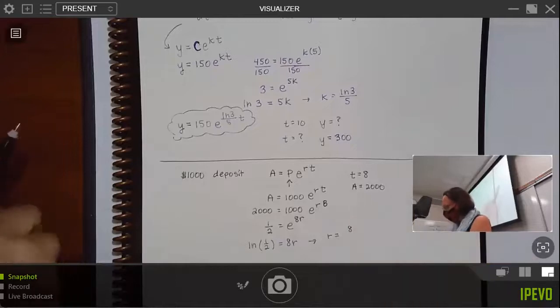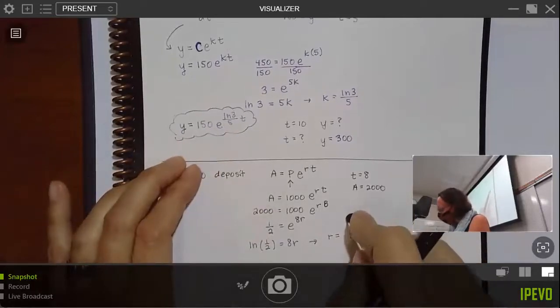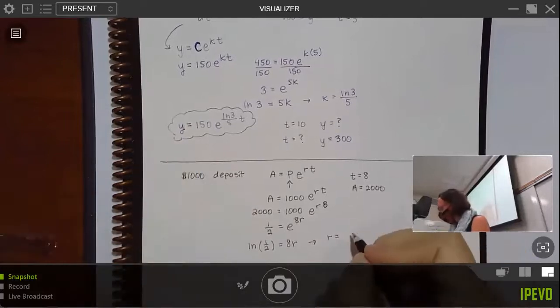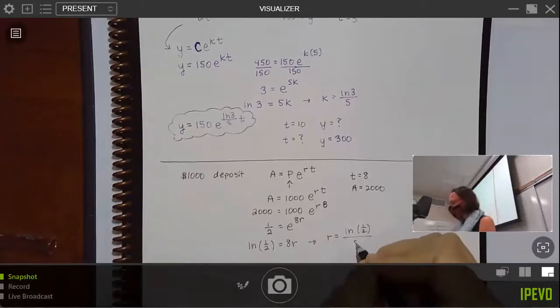that's why I have erasable pens. Good times. R would be ln of 1/2, whole thing divided by 8.